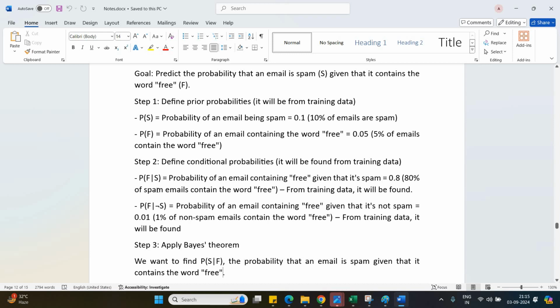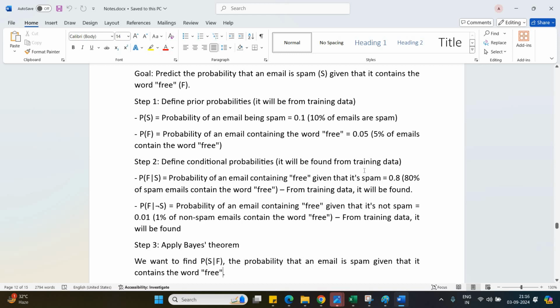Say you have categorized a mail as a spam mail, and that mail contains the word free, right? So what is the probability of that? I mean, how much percentage of your training data contains the word free if it is a spam mail? In that case, we see from our data that it's like 80%. So 80% of the mails contain the word free. From training data, it can be found.